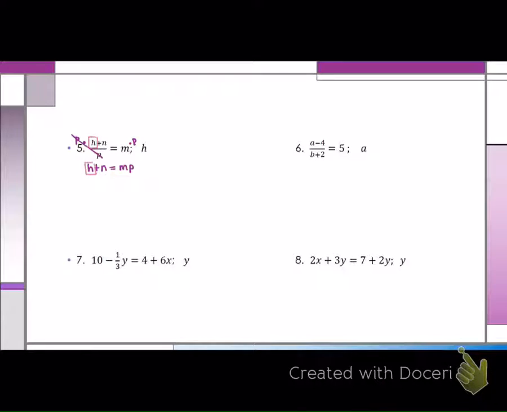Mike, what would you do now? Trying to get h alone there. Subtract n. Can you do mp and n together? No, they're not like terms, so it would be mp minus n.